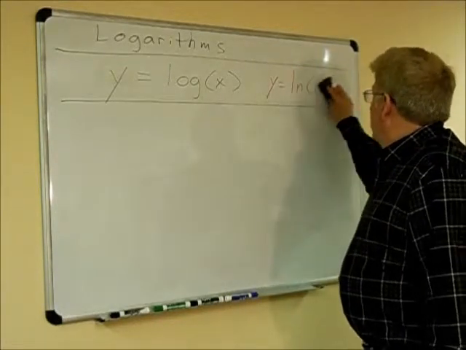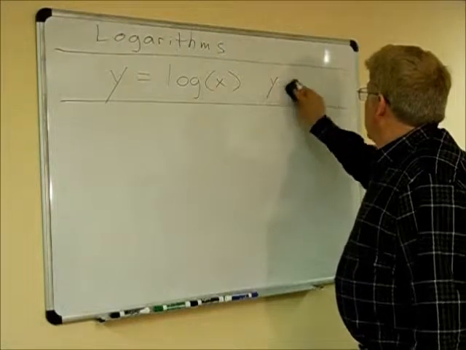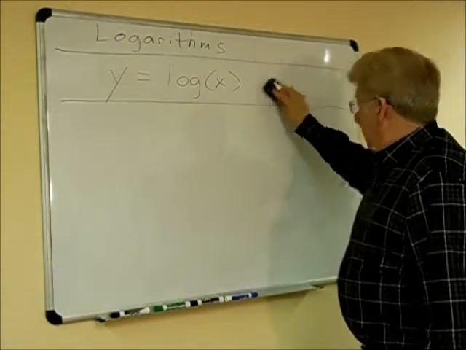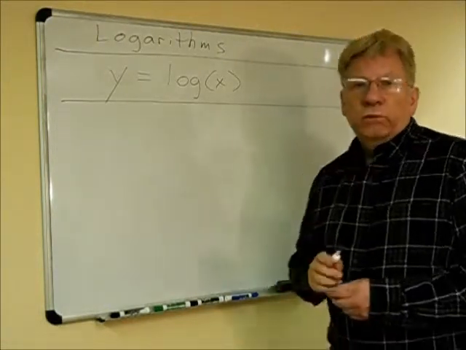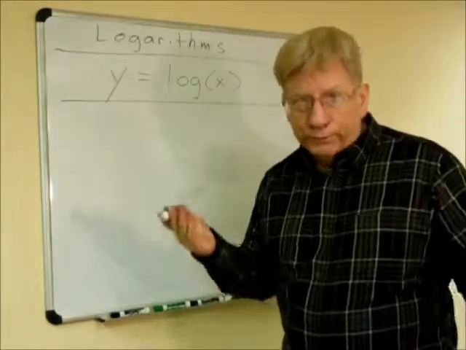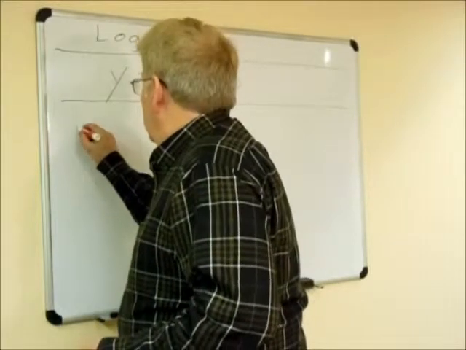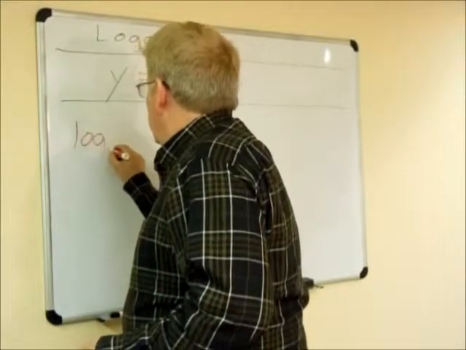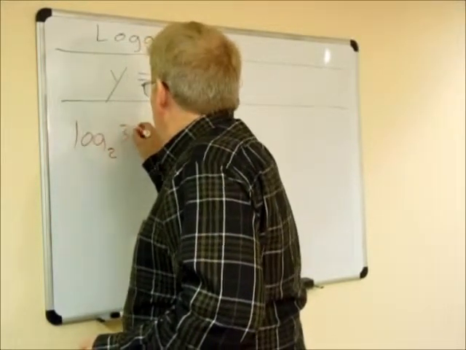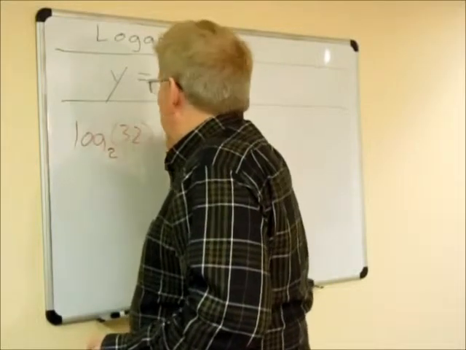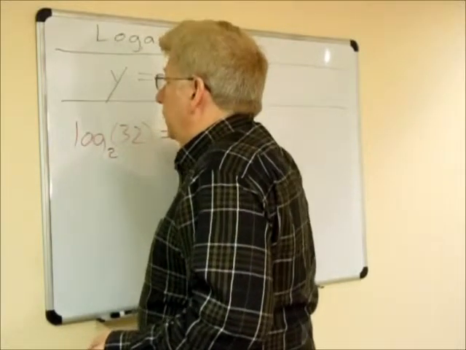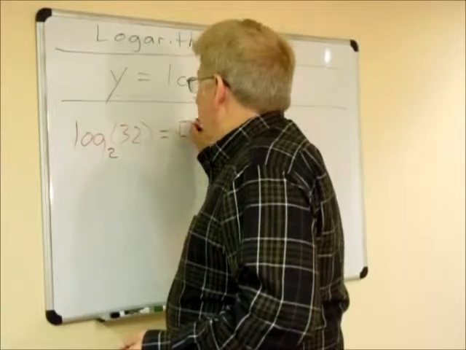Those are the most common, but in fact you can make the log base anything. So we're going to work a few examples where the base becomes virtually anything. One example would be log to the base 2 of 32 is equal to 5.